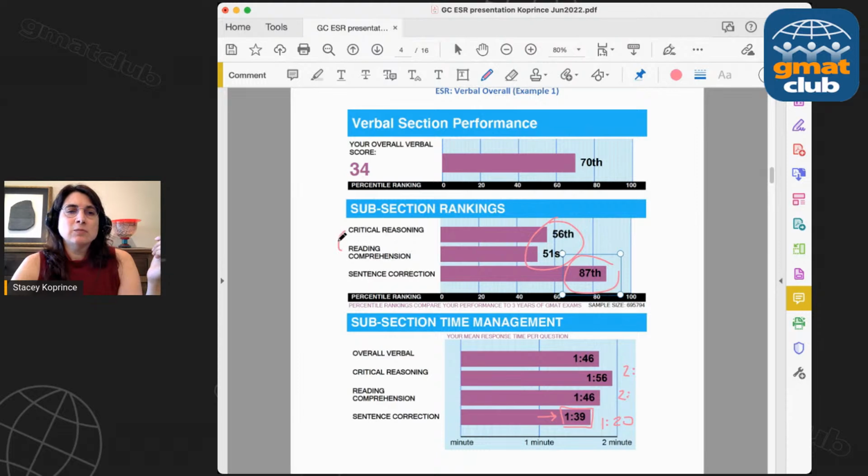The other thing I'm just noticing is the pairing here of CR and RC. So these two question types are much more similar to each other than to sentence correction. And so this is likely indicating that there's some work to be done in terms of being able to read a paragraph or a couple of paragraphs of text and interpret it, analyze it. So there's some work to be done on that sort of deeper reading as opposed to sentence correction, which is one pretty awful sentence, but one sentence at a time, as opposed to longer text like these two up here.